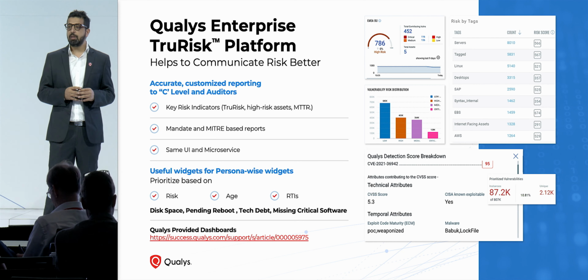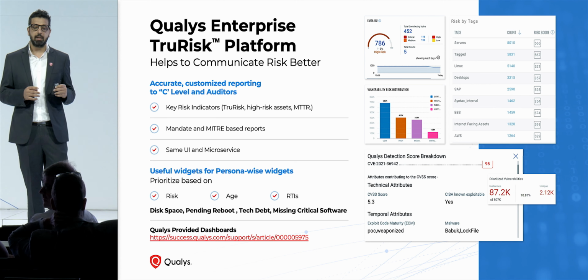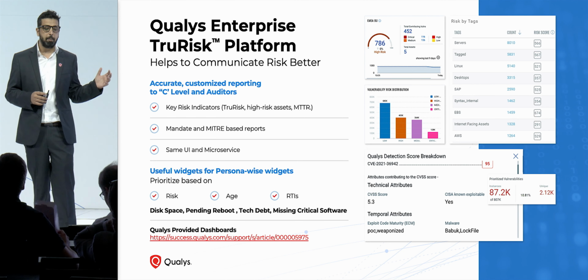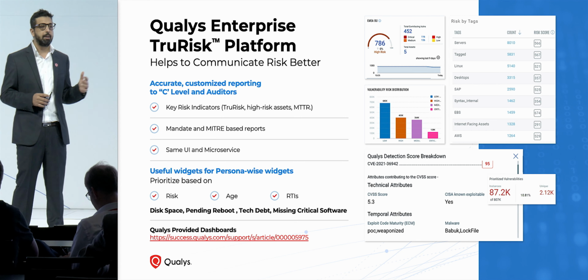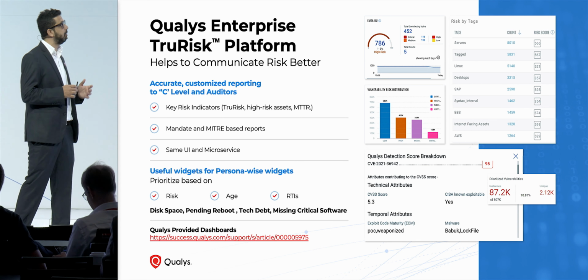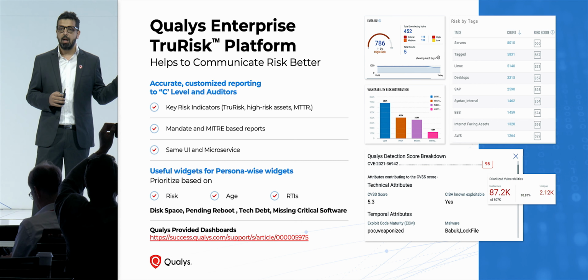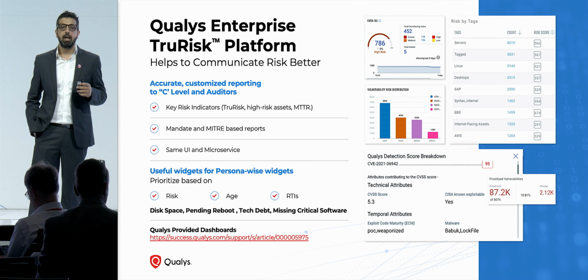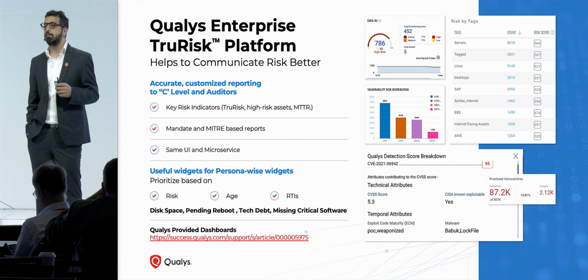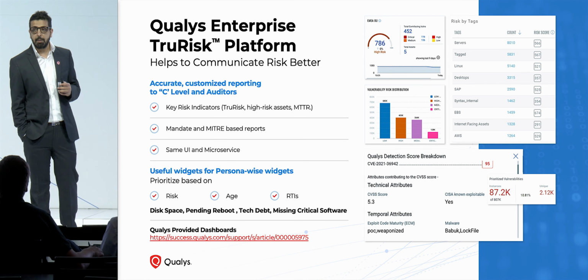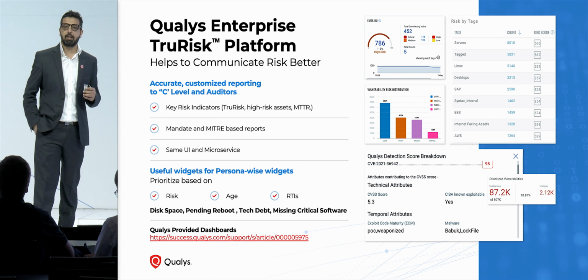Qualys does provide out-of-the-box reporting templates in which you can create customized reports based on true risk score, high-risk assets, MTTR, and these reports can be catered to the audience. For example, we do provide reports that you can submit to your C-level. We do provide reports that you can submit to your auditors, and that contains information like whether the controls are passing or failing. And all of these reports are based on the same UI and the microservice.